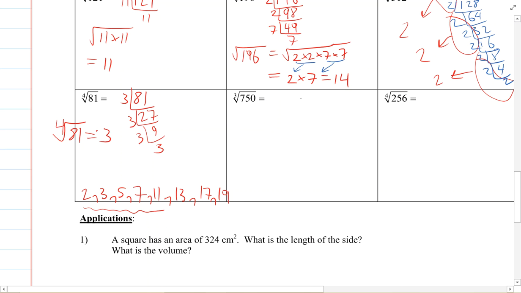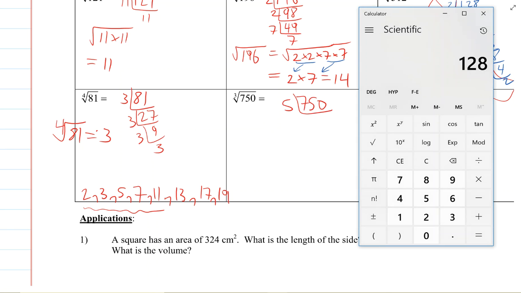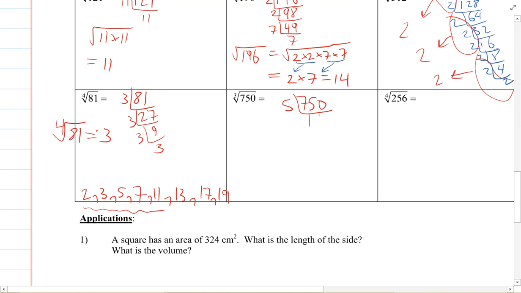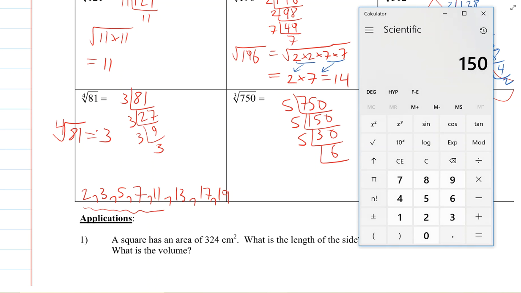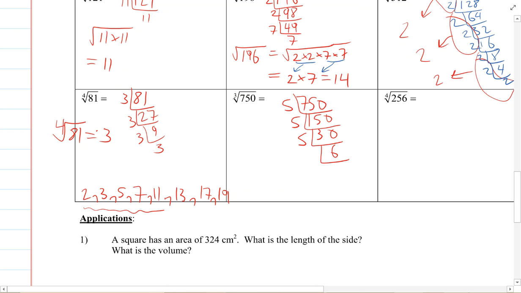Okay, so 750, it's a big number. I could divide by 2, but you know what? Let's divide by 5 and see if I can get that number smaller faster. So divide by 5, and I get 150. Divide by 5, and I get 30. Divide by 5, I get 6. I think I messed something up here. So let's try again. 750 divided by 5 is 150, divided by 5 equals 30, and divide by 5 equals 6. Really weird, eh? And then I can divide by 2 and 3.